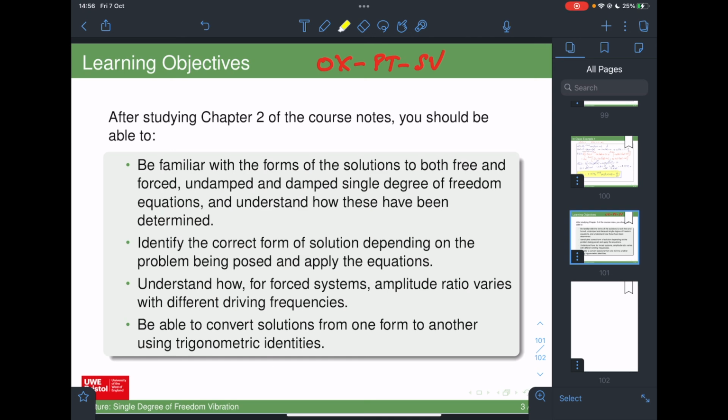Identify the correct form of solution depending on the problem being posed and find equations. Well, we've looked at a few problems where we had a mass spring system and a mass spring damper system. So we've done a bit of that as well. Understand how for all systems amplitude ratio varies with different driving frequencies. Okay, so like I said, we looked at that a little bit in the case of the undamped system. We'll do them for the damped next week and be able to convert solutions. That's next week. Okay, so there we go.